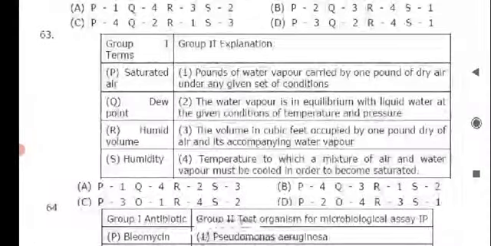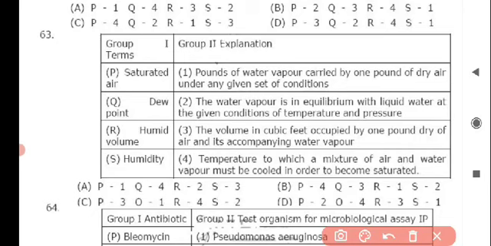Now coming to next question. In this question, column 1 contains the terms and column 2 contains the explanation or the definition. For the first option, that is saturated air, the correct answer is option number 2, that is the water vapor is in equilibrium with liquid water at the given conditions of temperature and pressure. For the second option, that is dew point, the correct suitable answer is option number 4, that is temperature to which water vapor and air must be cooled in order to become saturated.